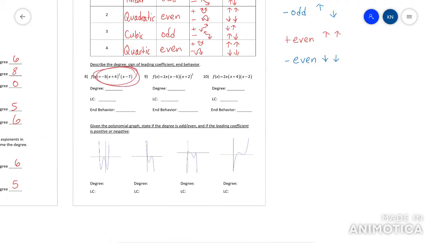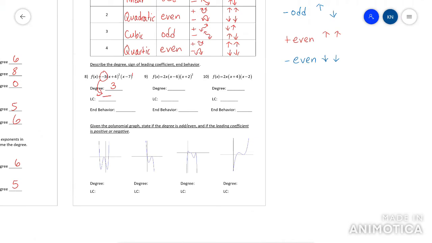This is in factored form, meaning I have to add up my exponents. So this guy gets a 1, remember. This is degree 3. And LC stands for leading coefficient. That's the number right out in front, okay? So this is a negative leading coefficient, -3. Maybe I should draw a little arrow right here.